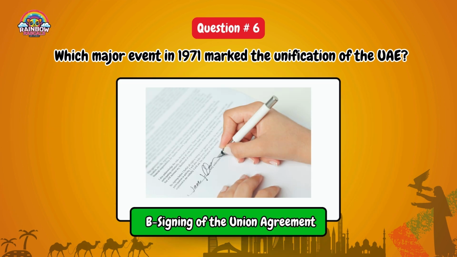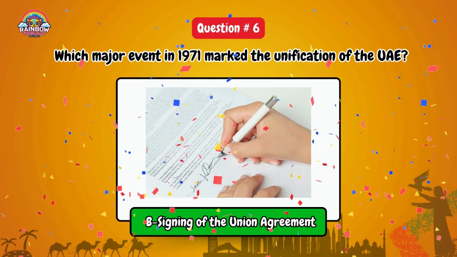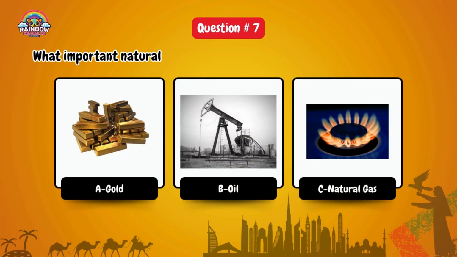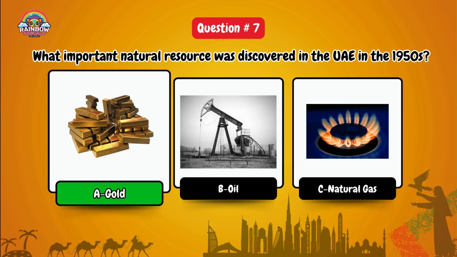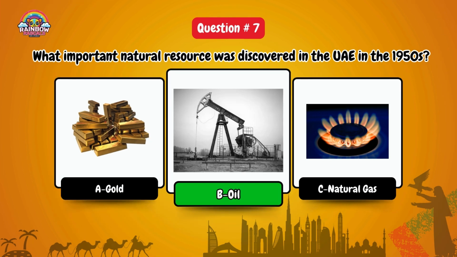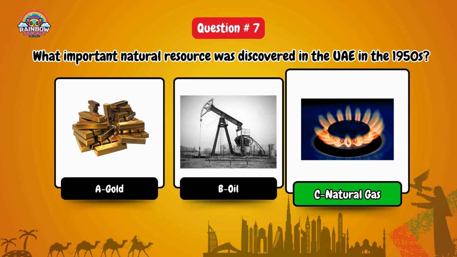The correct answer is, the major event in 1971 that marked the unification of the UAE was the signing of the Union Agreement. Yay! What important natural resource was discovered in the UAE in the 1950s? Options: A. Gold, B. Oil, C. Natural gas.